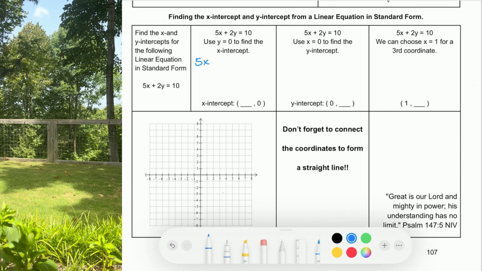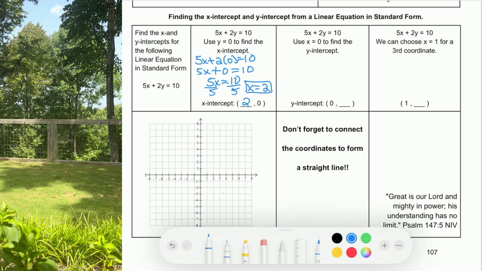Actually, my x-intercept was blue, so I'm going to switch to blue, just so we have consistency here. All right, so I'm going to say 5x plus 2 times 0 equals 10. 5x plus 0 equals 10, so 5x equals 10. Divide both sides by 5, and I get x equals 2. So my x-intercept is at 2, 0.